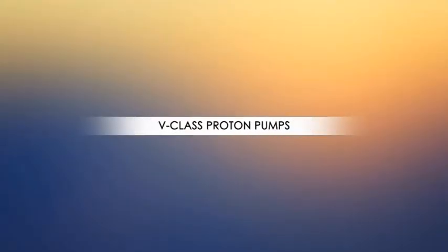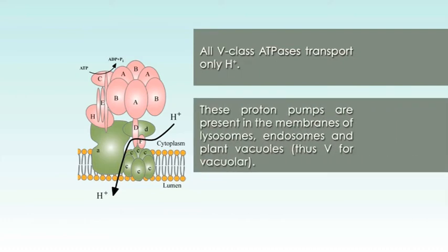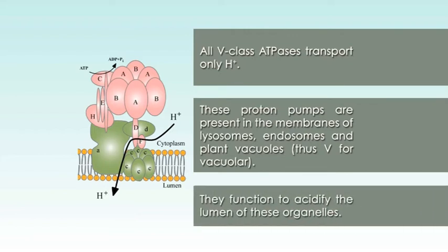Now let's study the V-class proton pumps. All V-class ATPases transport only hydrogen ions. These proton pumps are present in the membranes of lysosomes, endosomes, and plant vacuoles, and thus V for vacuolar. They function to acidify the lumen of these organelles.